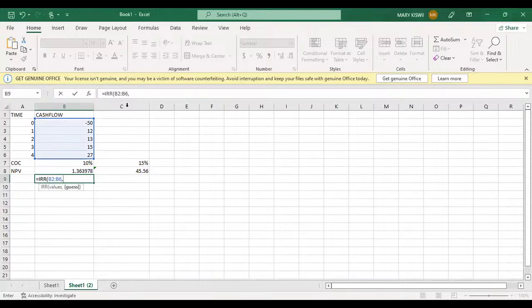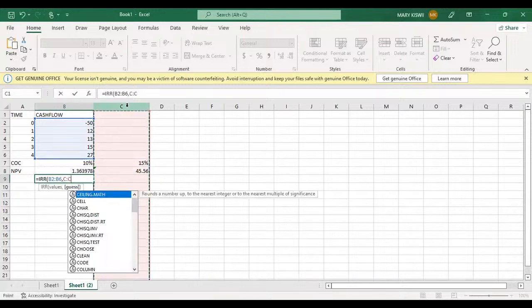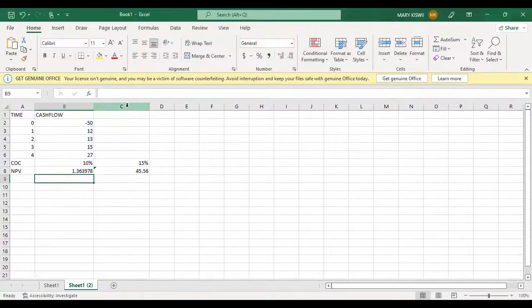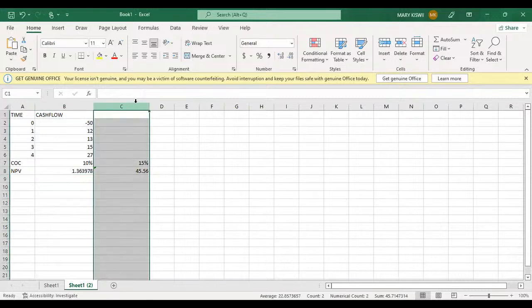I think that one you simply need to close brackets. Okay. So what you do, escape first. Escape because already, you start from scratch. Now write IRR.